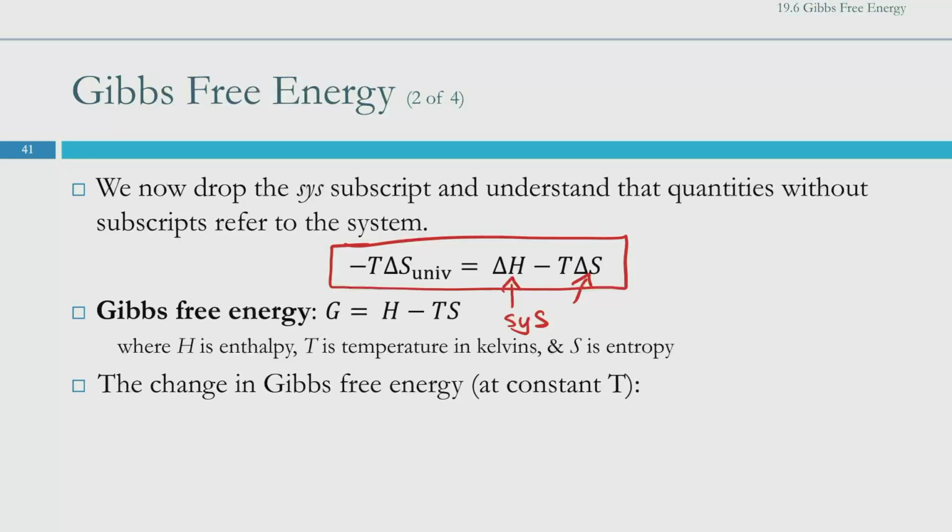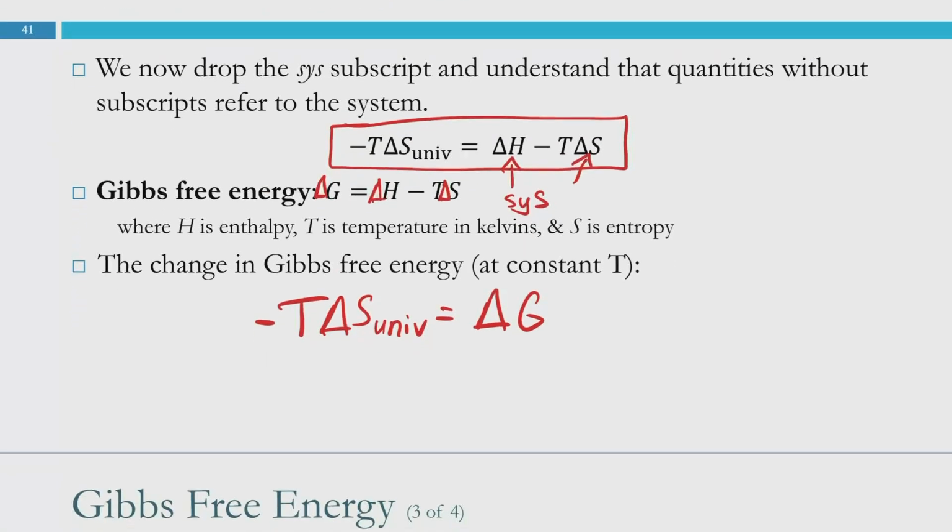Related to this, we have this equation for Gibbs free energy, G equals H minus TS, where H is enthalpy, T is temperature in kelvins, and S is entropy. And the change in Gibbs free energy at constant temperature, notice this H minus TS form. If we make this a change in enthalpy and entropy, add in little triangles, this looks an awful lot like the right side of our equation there. So minus T change in entropy of the universe equals the change in Gibbs free energy. And we'll see the flipped version of that on the next slide.